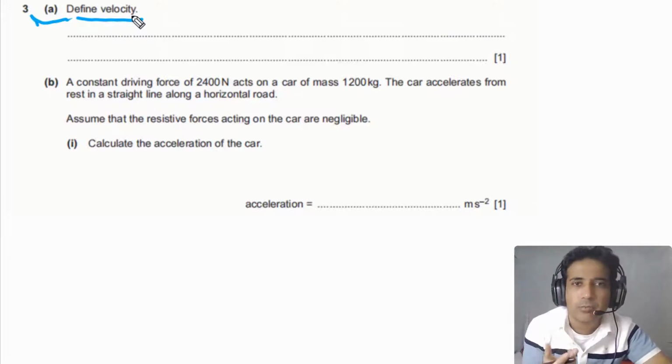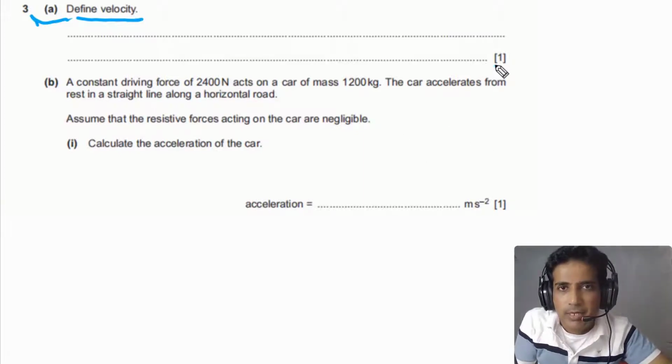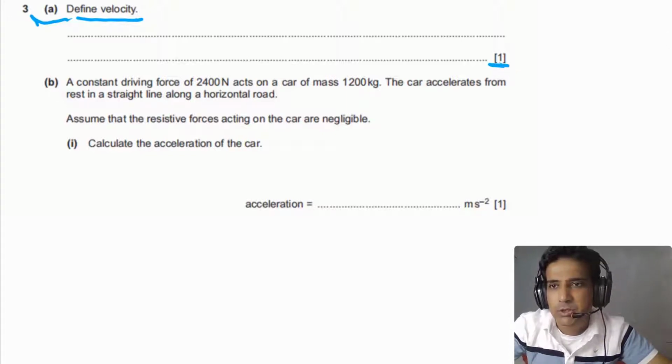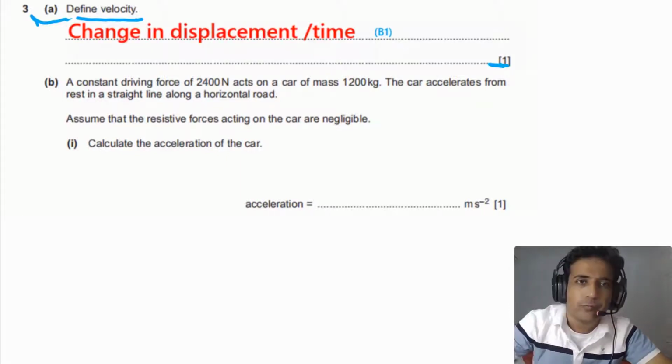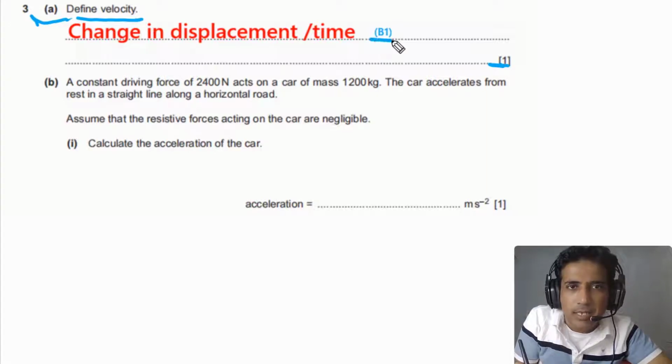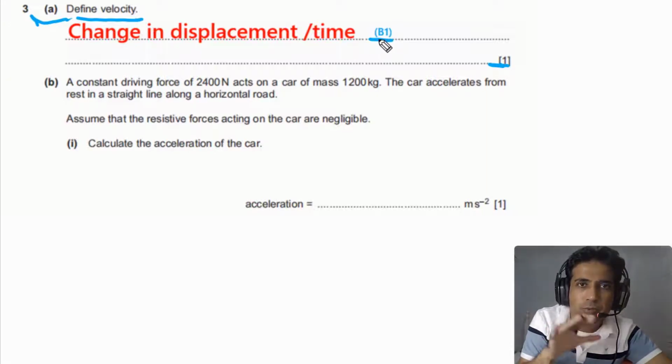For this question, we simply need to define velocity, and this question has only 1 mark. So you can say change in displacement over time, or simply displacement over time. So this is how we can define velocity. This question has 1 mark and this is a B mark, meaning it has to be in your answer.